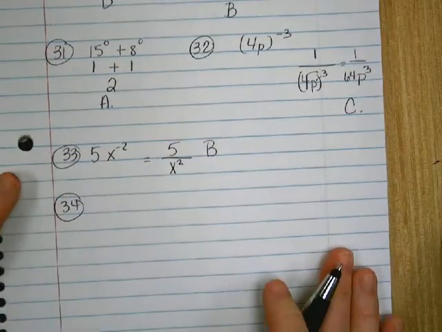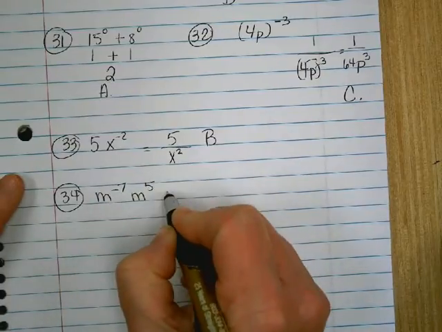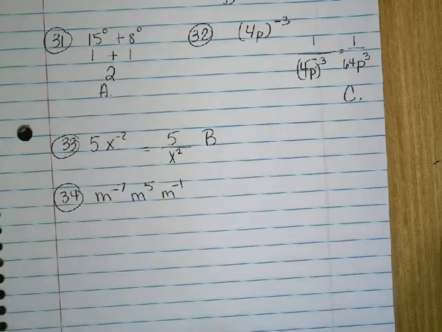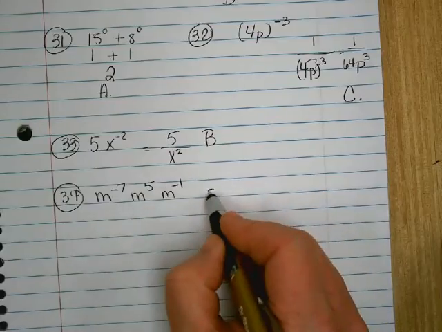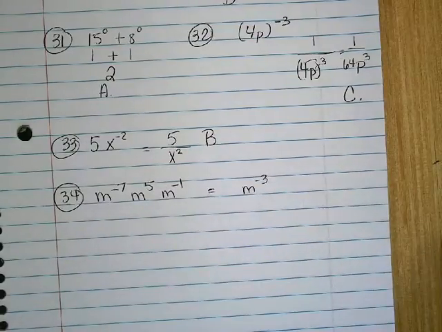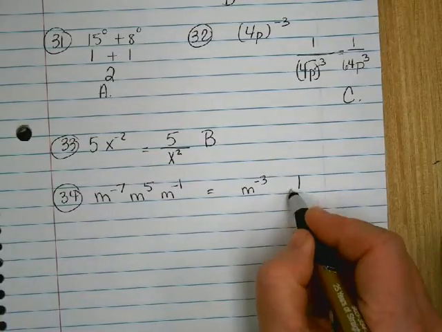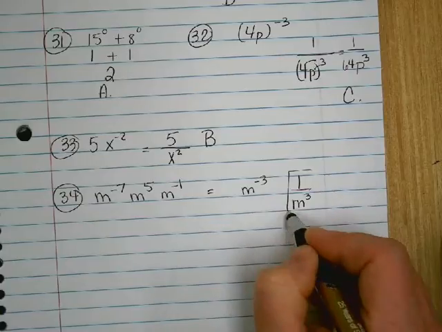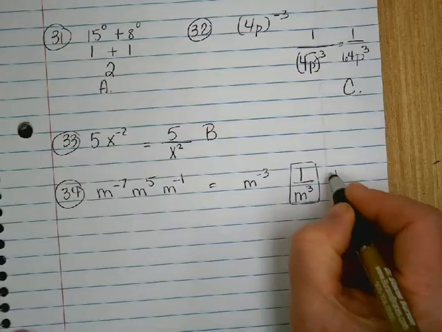34, m to the negative 7, m to the 5th, m to the negative 1. When you have the same letter written more than one time, I would add all those exponents together. What do you get when you add negative 7 to 5 and to negative 1? Negative 3. Now you can't leave a negative exponent, so at the end you need to make sure you move that to the bottom. So it's 1 over m cubed, which is D.